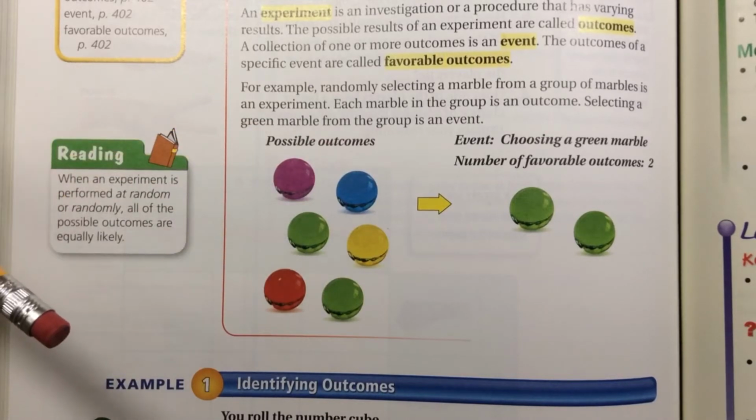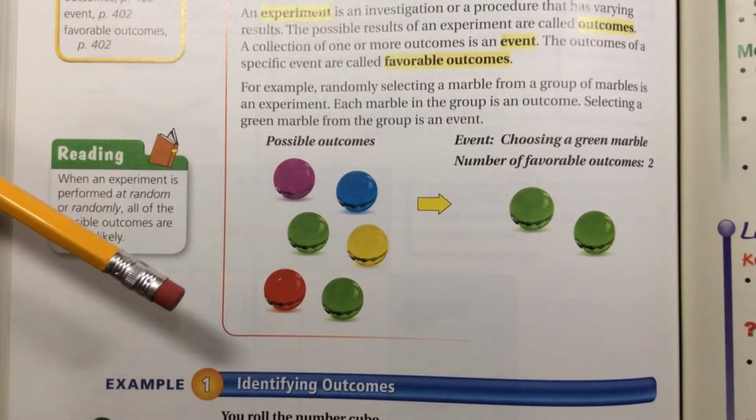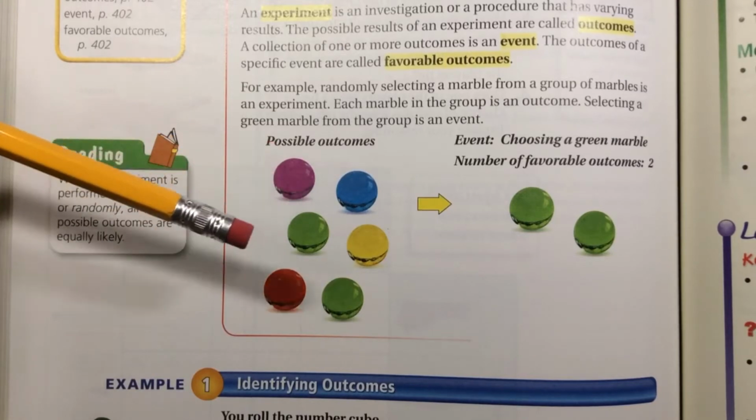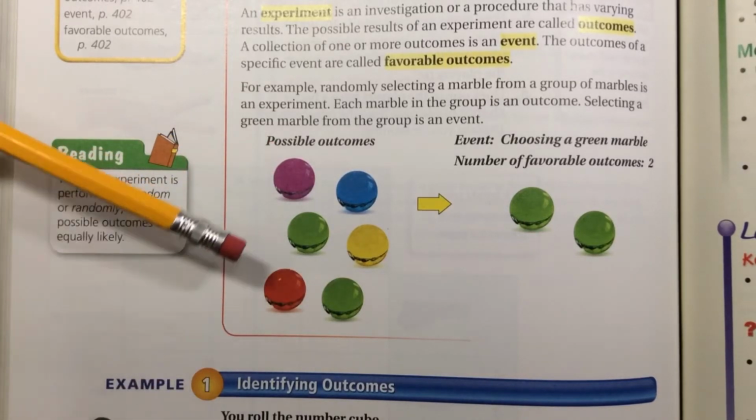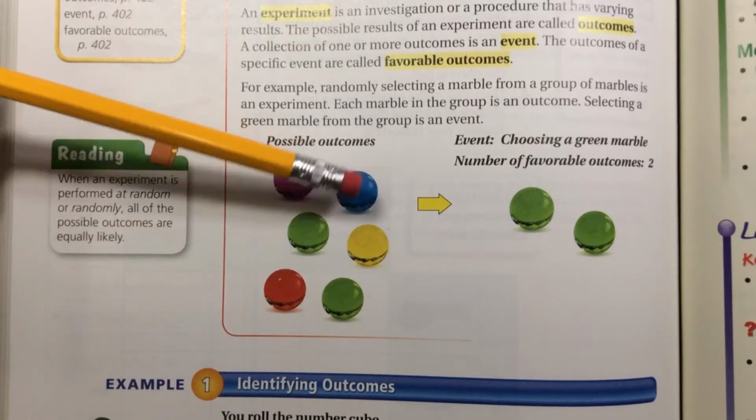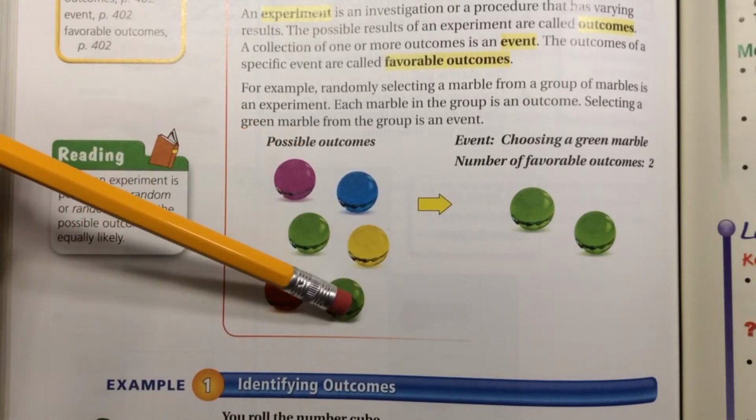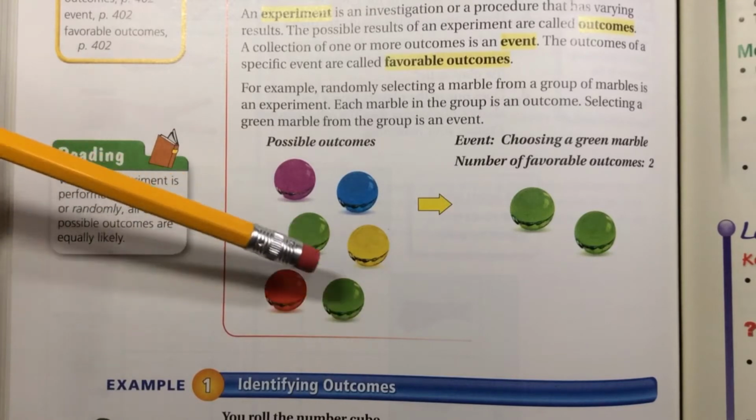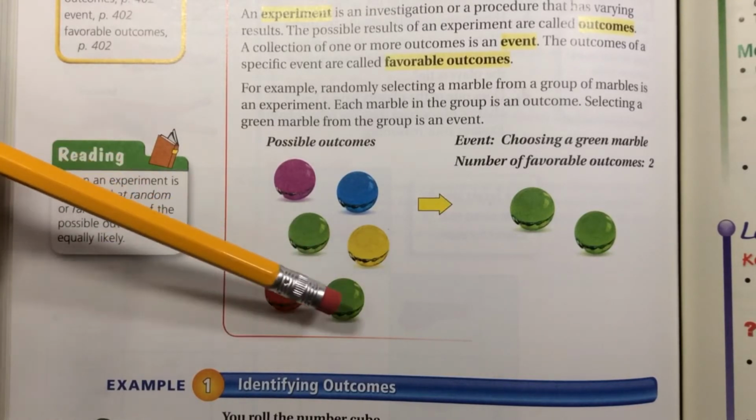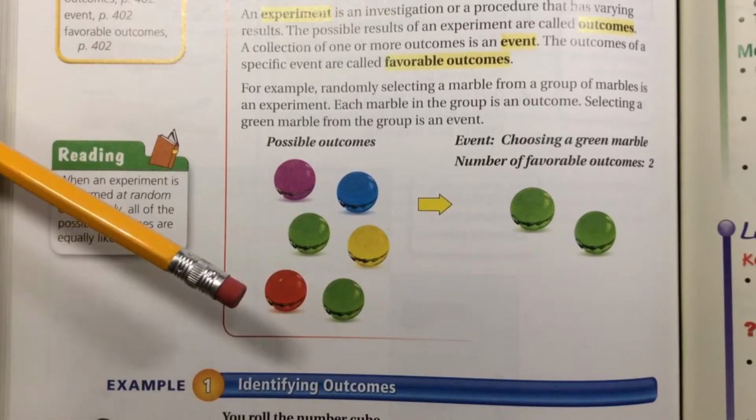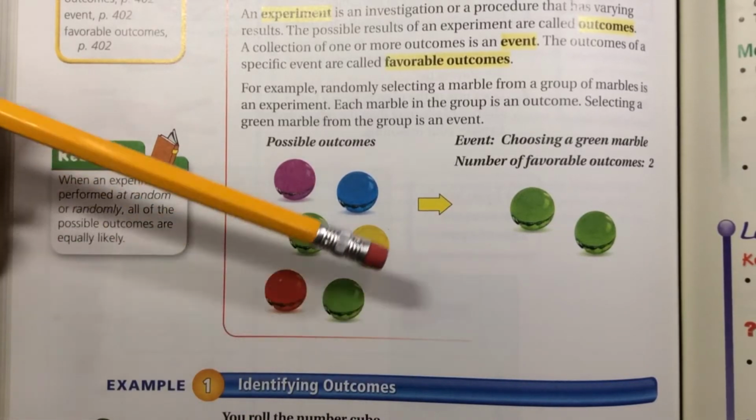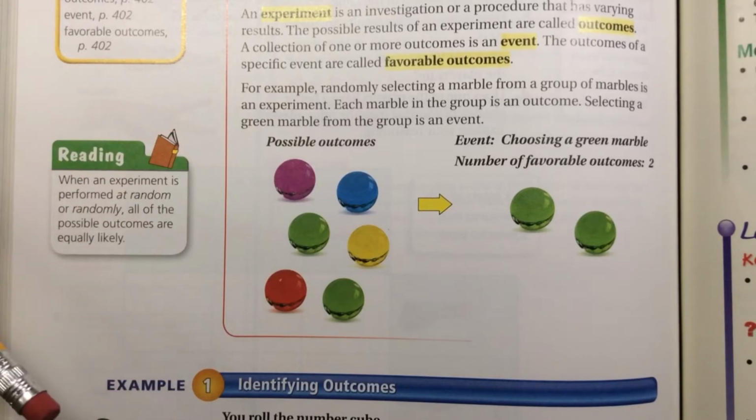If I said, how many possible outcomes are there? The right answer would be 6. If I said, what are the possible outcomes? Then the right answer would be purple, blue, green, yellow, red, green. Notice green is listed twice, but that's because there are 2 different outcomes, each of which is green. So you have to pay attention to whether the question asks for how many possible outcomes or what are the possible outcomes. 2 different questions.